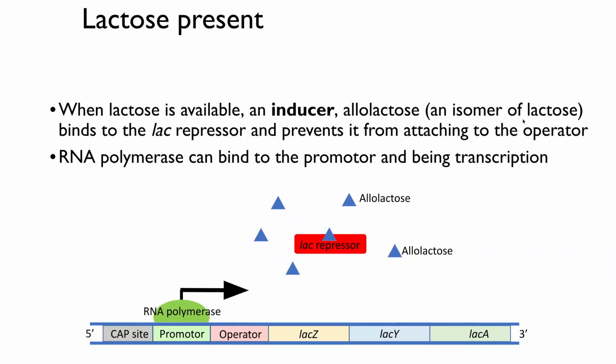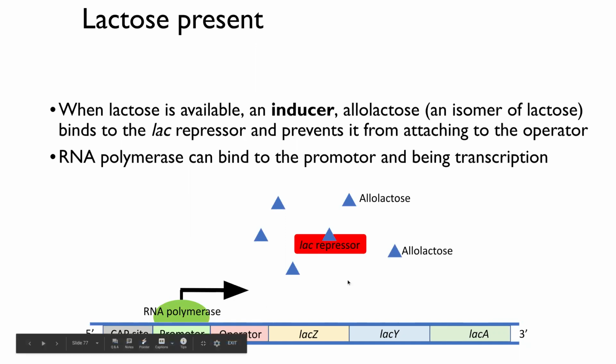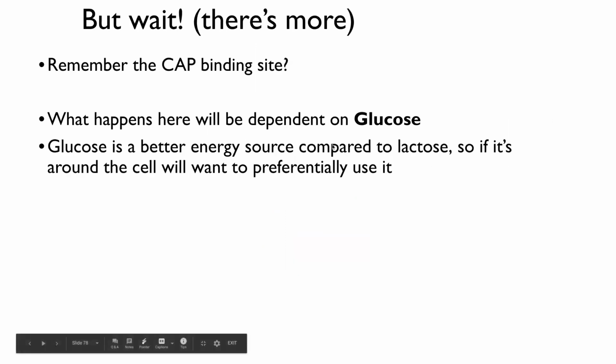Now, when lactose is present, when lactose is available, an inducer called allolactose, which is an isomer, a similar compound to lactose, binds to the lac repressor, and it causes it to essentially fall off from the operator. And then once that happens, the RNA polymerase itself can bind to the promoter and then begin transcription of lacZ, lacY, and lacA. But wait, there's even more. There's way more. Now, chemistry is a two-way road.